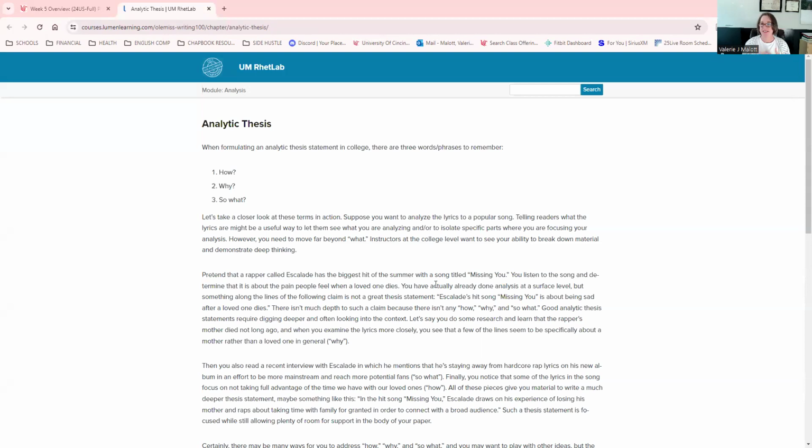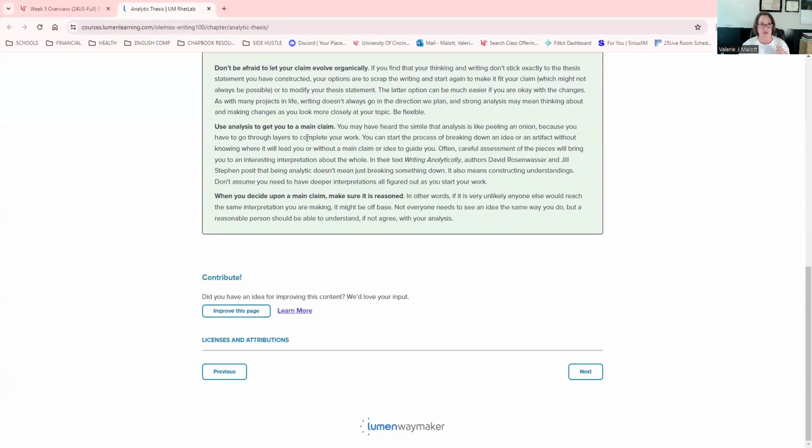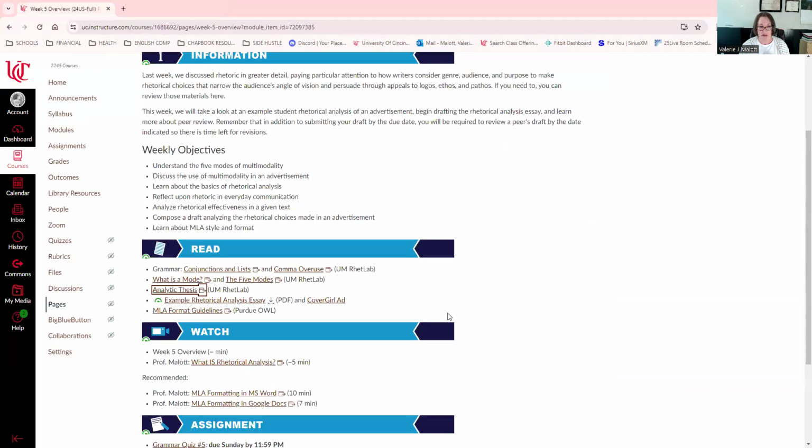There are three words or phrases that you should remember when you are constructing an analytic thesis statement for an essay: how, why, and so what? Your thesis statement should answer those questions. How is something done? Why is it done? And so what? Why does it matter? If you can answer those questions in your thesis statement, you're going in the right direction. So this is a very helpful reading. There are some key takeaways, so make sure that you read that as well.